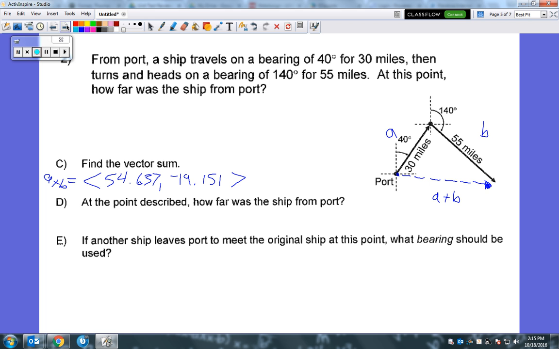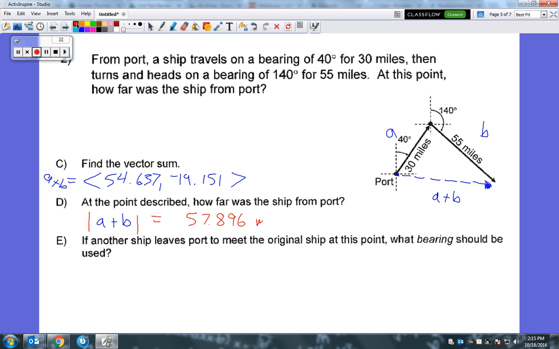Okay? So at this point, how far? Part D is saying find the magnitude now. The way we do it is x squared plus y squared, take the square root. And what do you get to 3 decimal places? Anybody? 57.896. Yep.